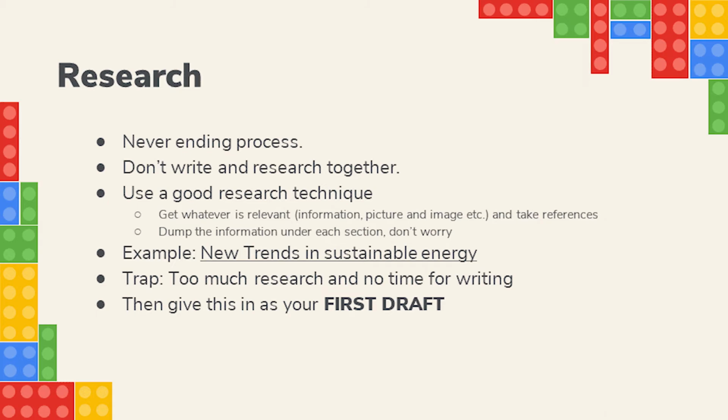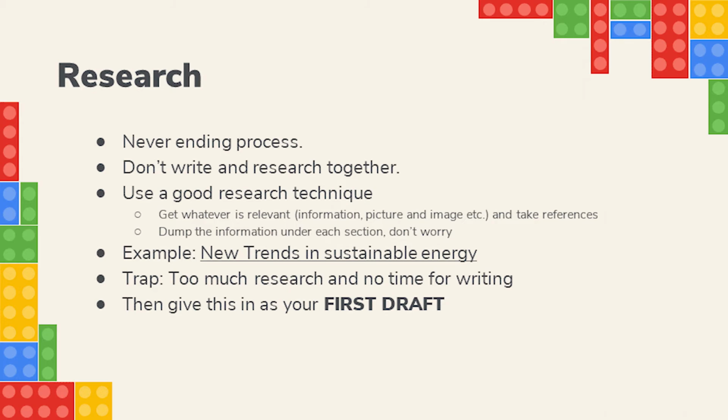Because whenever you're doing research, you're going topic by topic. So for example, you're finding the new trends in sustainable energy, and you find there's a new research or a new product. So get that picture, image, or paragraph which you think is relevant, go to that particular section, and dump it there along with the URL of the website or book reference. Just put it there at the moment. Don't fall into the trap of doing too much research and not having time to document all that.